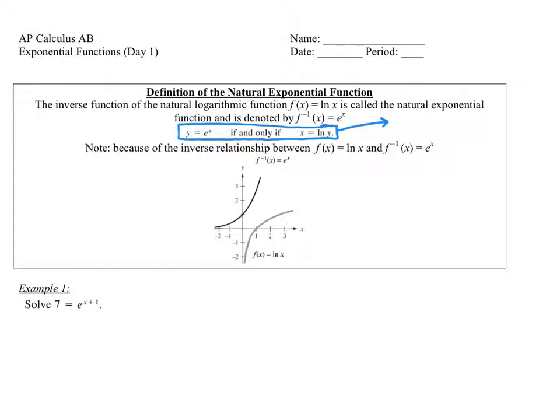Notice that because of the inverse relationship, when you graph these, you get the mirror image across the line y equals x. Down here you have the point (1, 0), and that means on its inverse we have the point (0, 1). Over here we have the point (1, e), and on this one we have the point (e, 1). And you can go on from there.